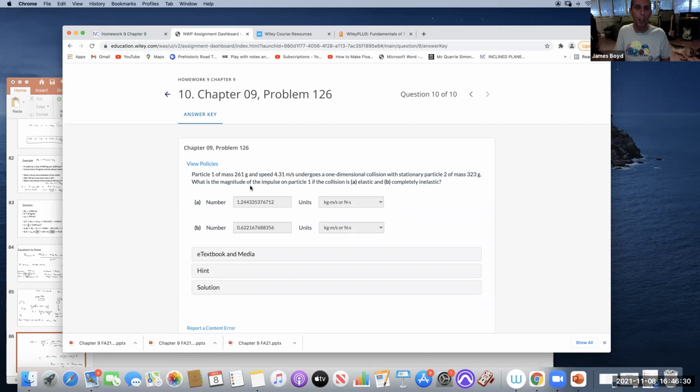Particle 1 has a mass of 261 grams, turn that to kilograms. They give you the speed. One-dimensional collision with particle 2, mass 323. What is the magnitude of the impulse if the collision is elastic or completely inelastic? Now, what is the magnitude of the impulse? F times t is equal to the impulse, which is equal to the change in momentum, right?